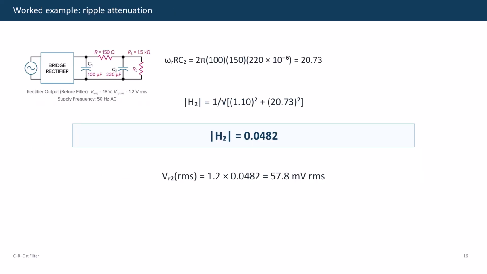At 100 Hz, omega RC2 equals 20.73. The loading term, 1 plus R divided by RL, is 1.10. Substitution in the full loaded expression gives an attenuation magnitude of 0.0482. Multiplying by the input ripple gives 57.8 mV RMS at the output.